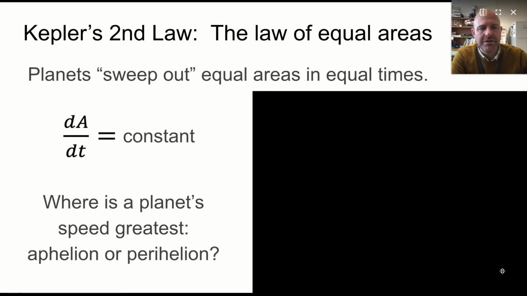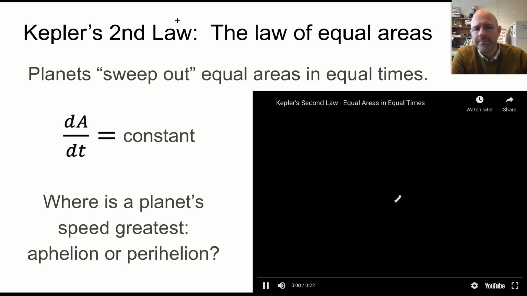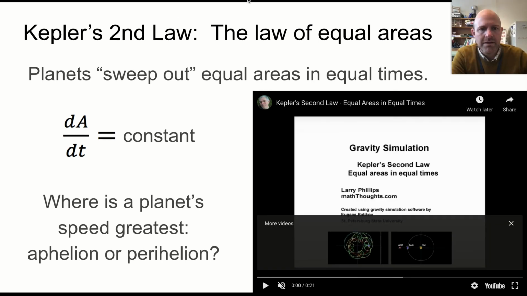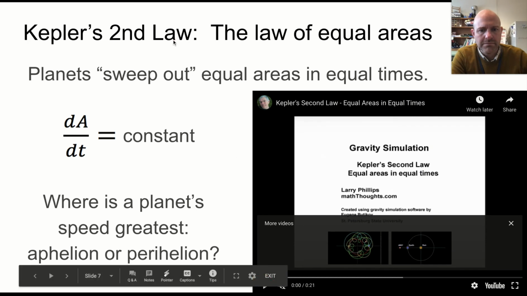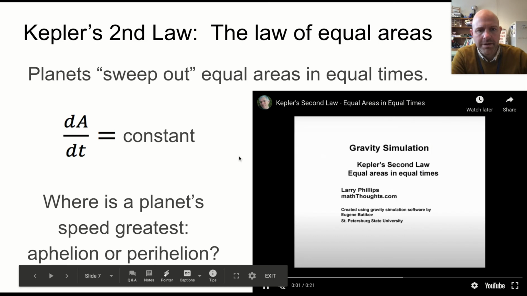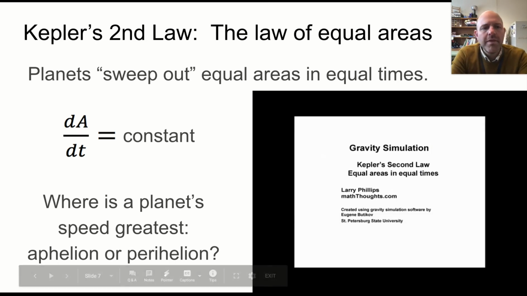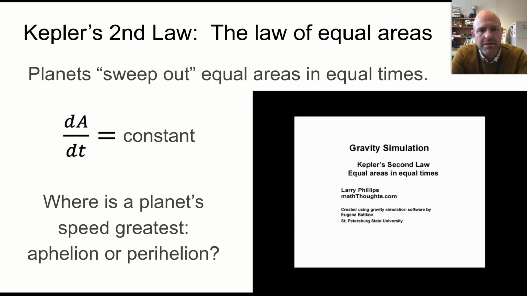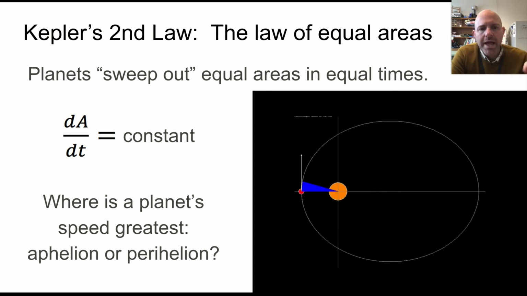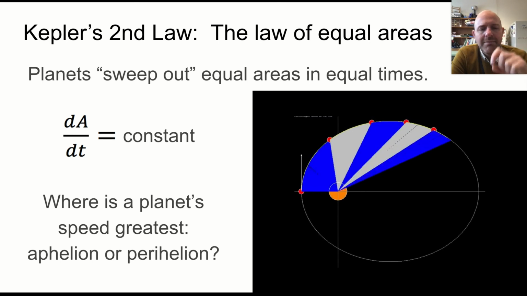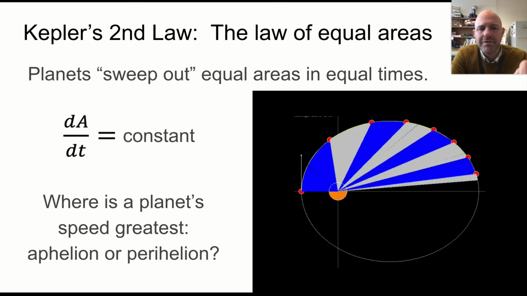There's a little animation here, which hopefully will play for us. There we go. The basic premise in Kepler's second law is that as the object goes around, it takes the same amount of time to sweep out the same amount of area.